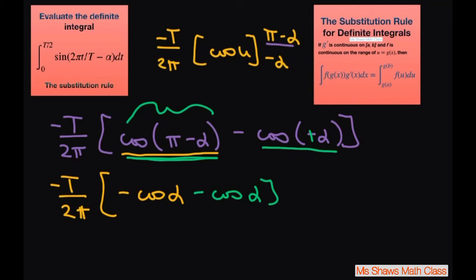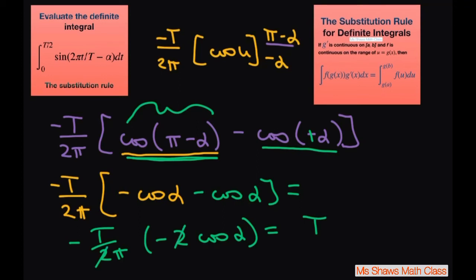So this is going to equal negative T divided by 2 pi, times minus 2 cosine of alpha. Two negatives make a positive, and the 2's cancel. So your final answer is just T divided by pi, cosine of alpha.